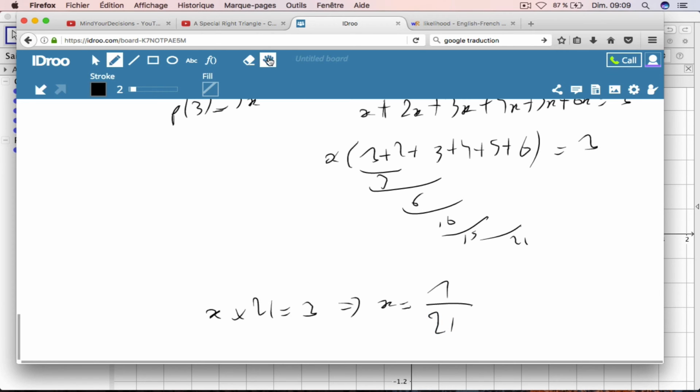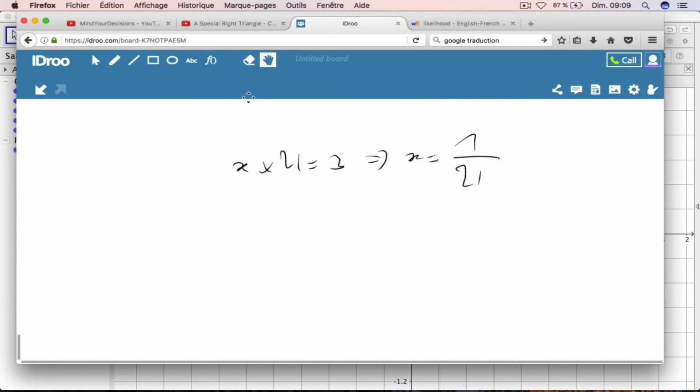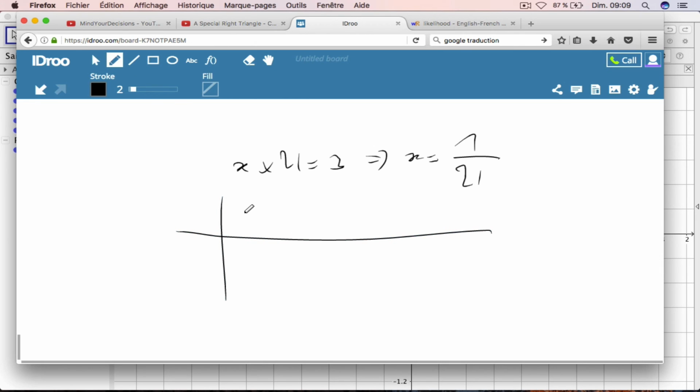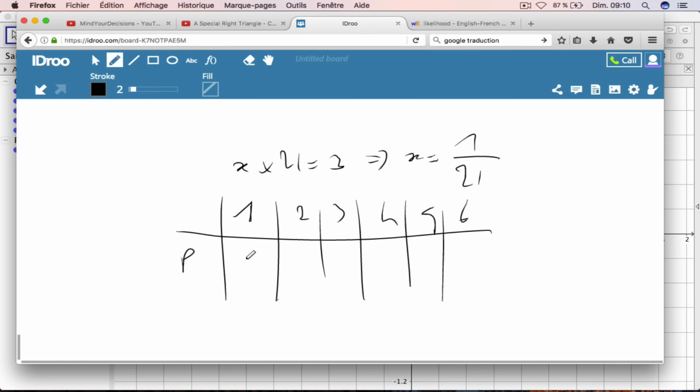So we can make the table of the law of probability, which is the number of the face, 1, 2, 3, 4, 5, 6, and the probability. We've got 1 over 21, 2 over 21, 3 over 21, 4 over 21, 5 over 21, and 6 over 21.